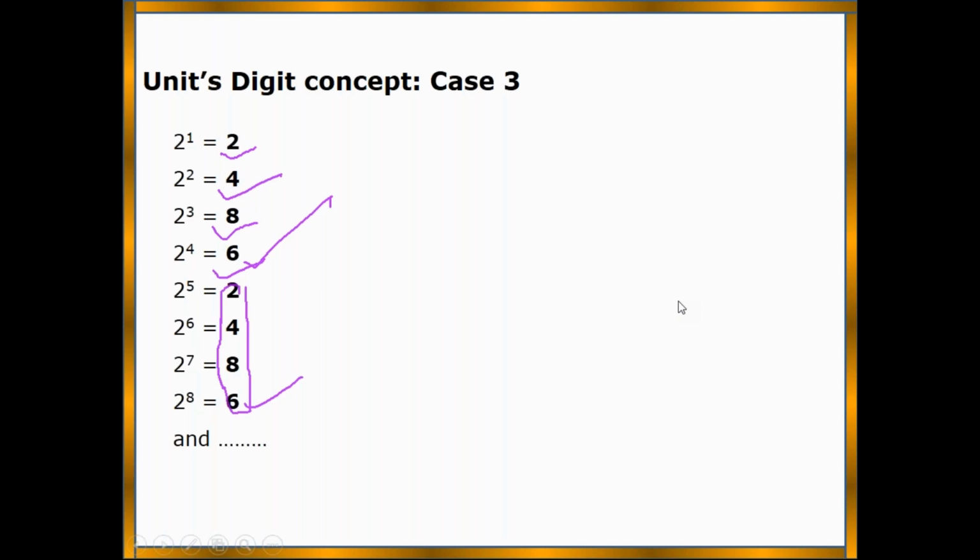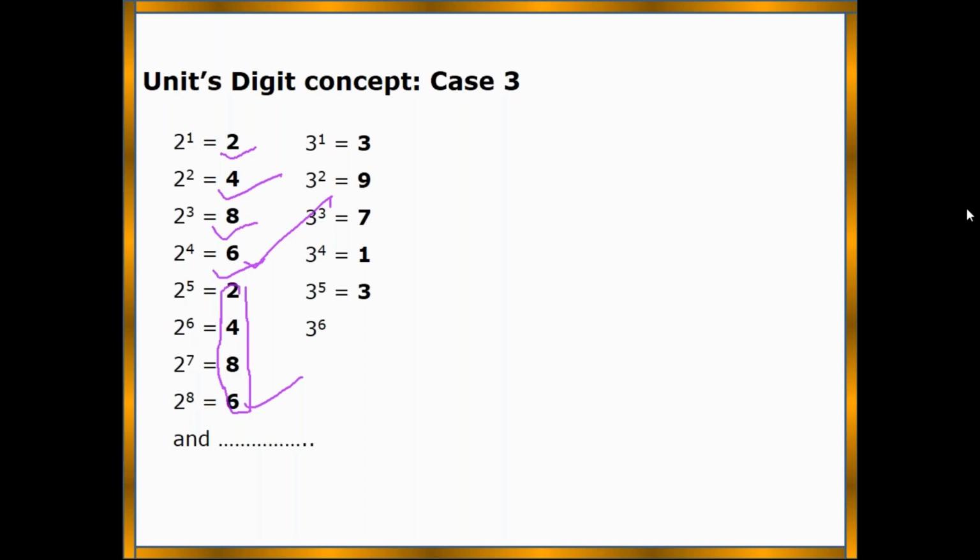Similarly, what about 3? 3 power 1 is 3, 3 power 2 is 9, 3 power 3 is 27. I already told you, if you don't know the value of 3 power 3, it is 3 power 2 into 3, 9 into 3, 27. So 3 power 3 is ending with 7. We focus on the last digit. Similarly, 3 power 4 is 81. If you don't know it, you can do the same thing.